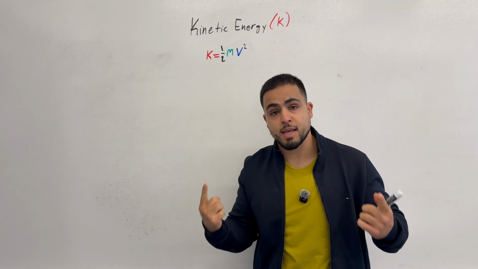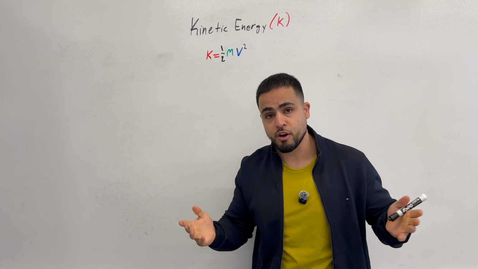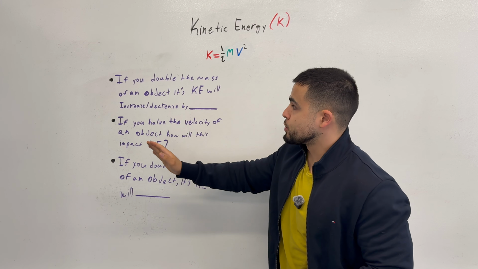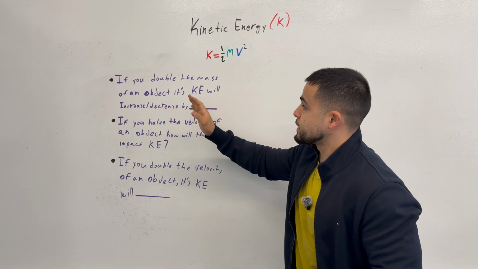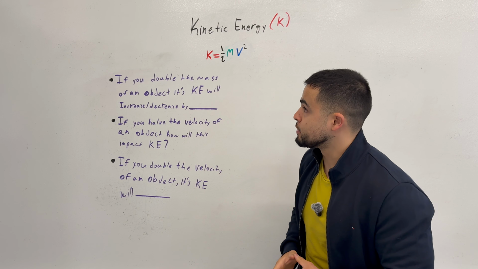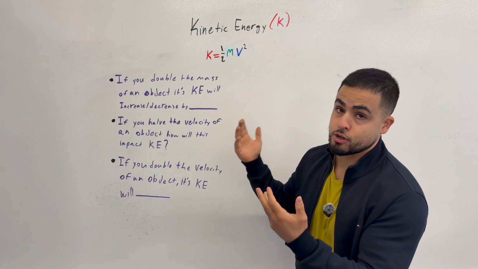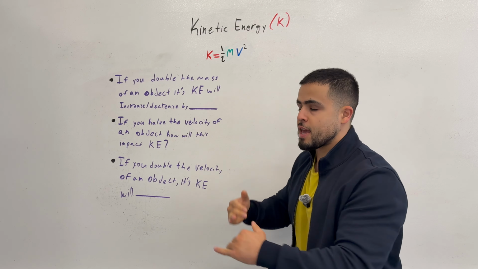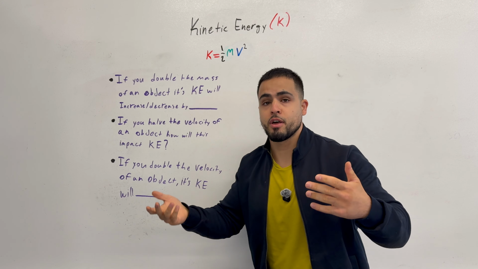Now let's take some conceptual questions that you will see on the MCAT. The first conceptual question we have here is, if you double the mass of an object, its kinetic energy will increase or decrease by what factor? Since kinetic energy and mass are on either side of the equation, they have a direct relationship. So if you increase one, the other one increases.